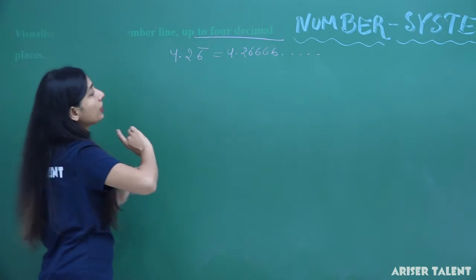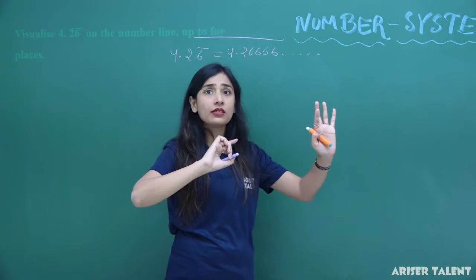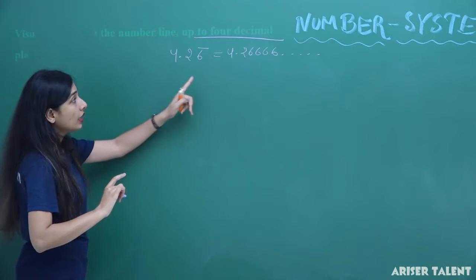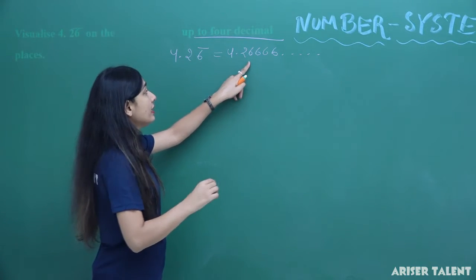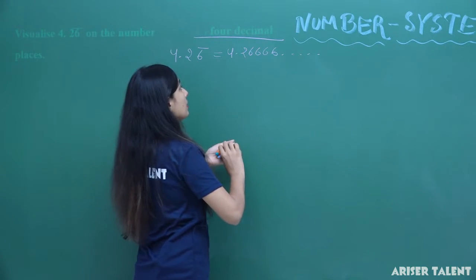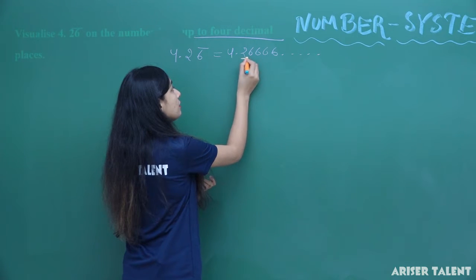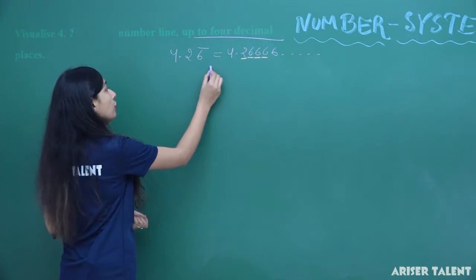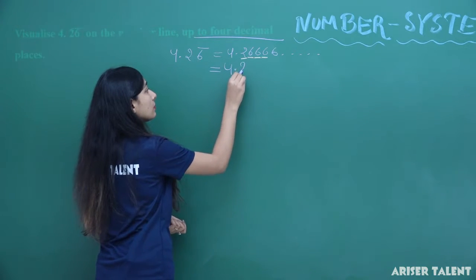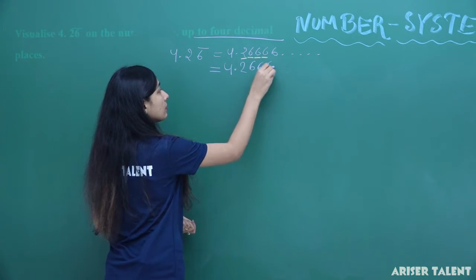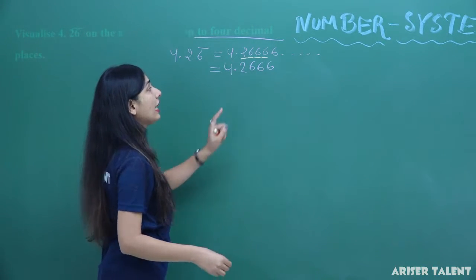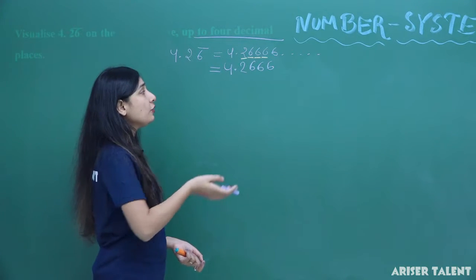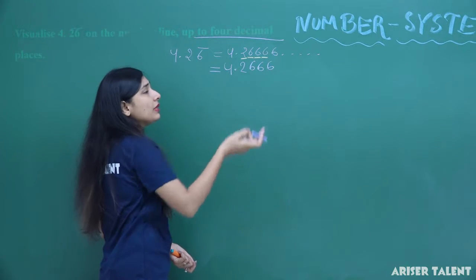You don't have to look at all the 6666666 because it's an endless process. You just have to mark till the 4 decimal places. Now 4 decimals is after the decimal: first place, second place, third place and fourth place. So actually I have to mark 1, 2, 3, 4. That means 4.2666. So how many times I have to magnify it? 1, 2, 3, 4, simply 4 times.